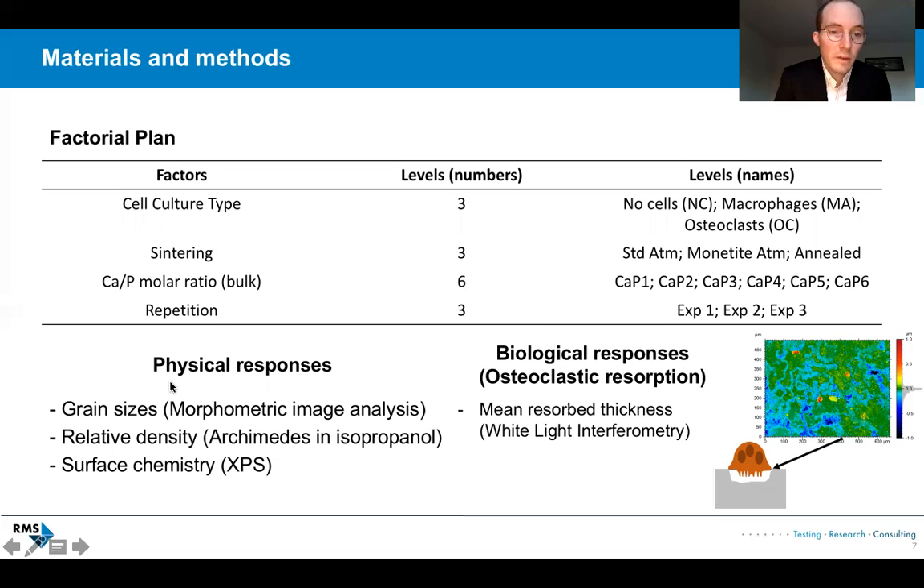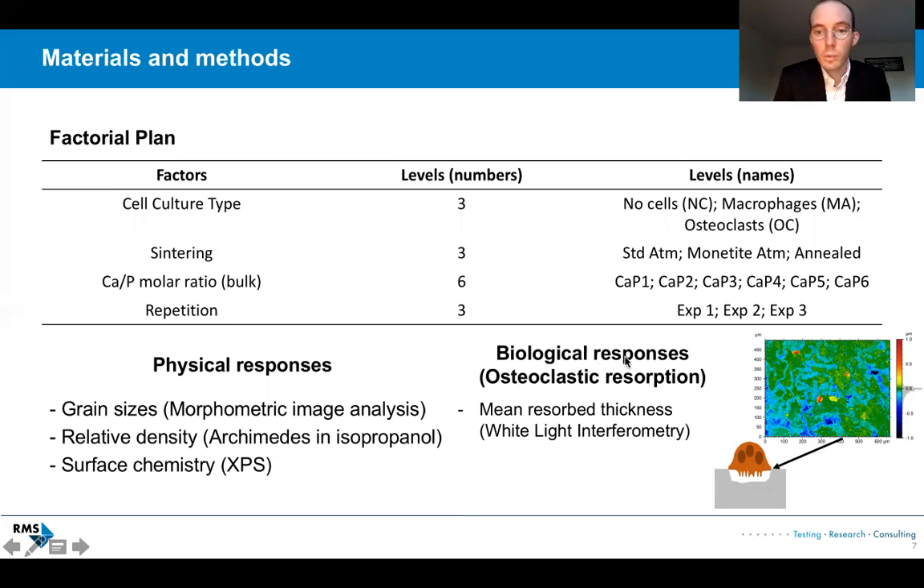Concerning the physical responses, the grain sizes were analyzed with a morphometric image analysis with the scanning electron microscope. The relative density of the cylinders was calculated with the Archimedes method in isopropanol. And finally, the chemistry at the surface of the cylinder was analyzed with XPS.